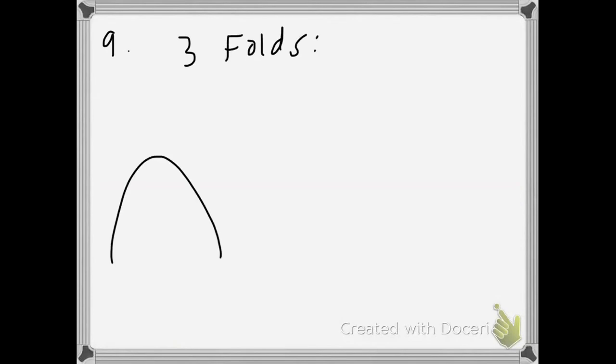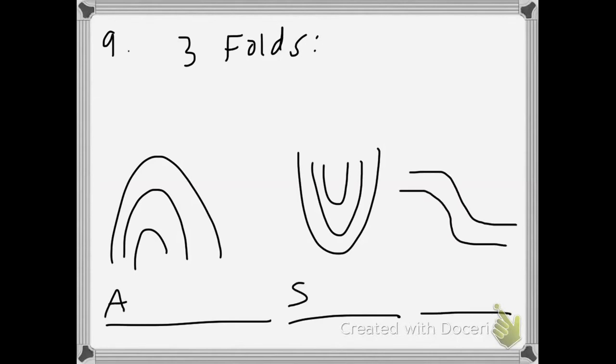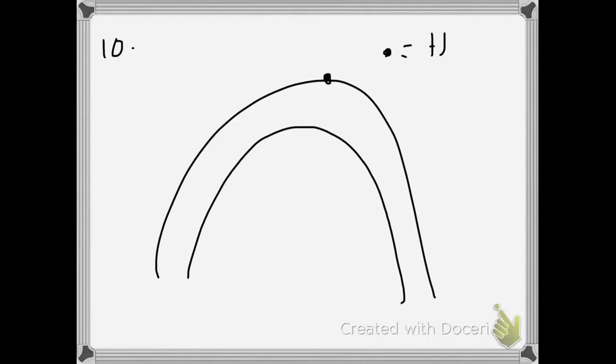So question number 9, three folds. I kind of jumped ahead with that previous picture, so now we're getting back to the basics. The first fold on the left starts with an A, the second one starts with an S, and the third one starts with an M. So in order they are anticline, syncline, and monocline. So let's consider this anticline. Right here is a point of maximum curvature called the hinge point.